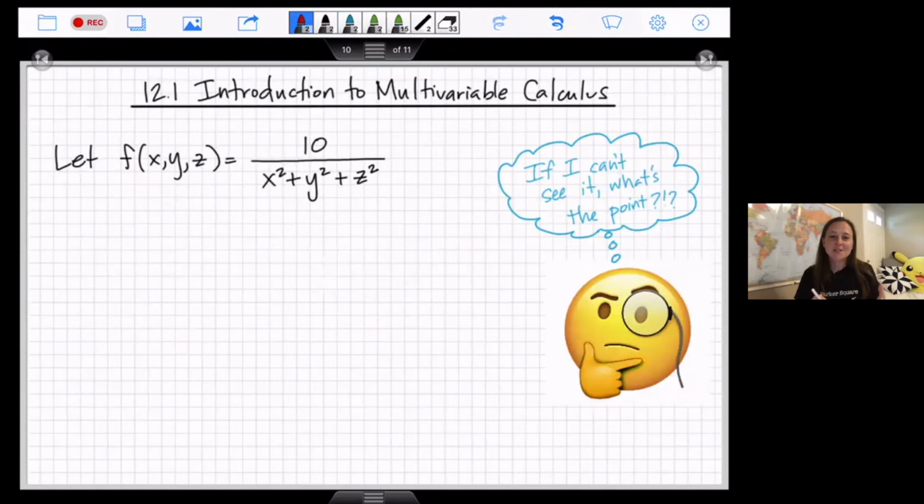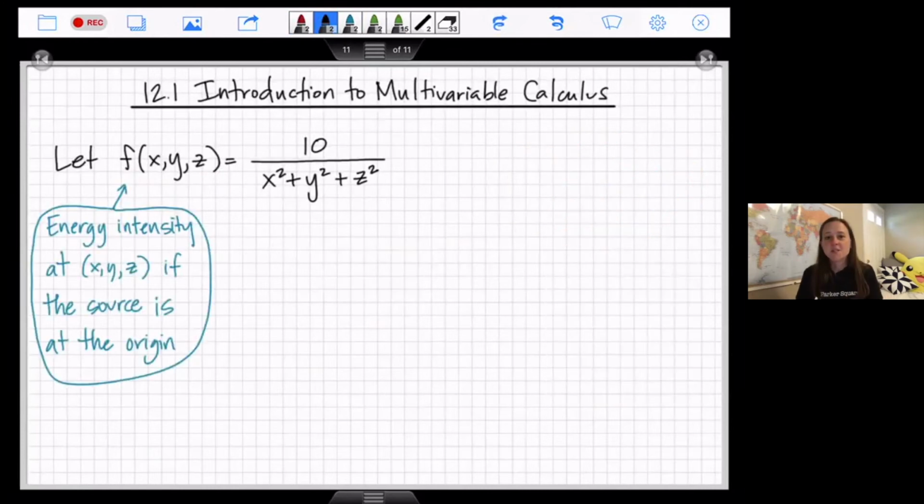All right, but this function is actually an interesting function. This function gives you the energy intensity at a point out in space, x, y, z, if the source of the energy is located at the origin. So imagine some kind of energy source is radiating out energy from the origin, and you're floating out in space at some point, x, comma, y, comma, z. This function is going to give you the intensity of energy at your location, right? And I just picked this number 10 up there. That's a constant that depends on the kind of energy source, but 10 is a nice round number, so we'll just use it.